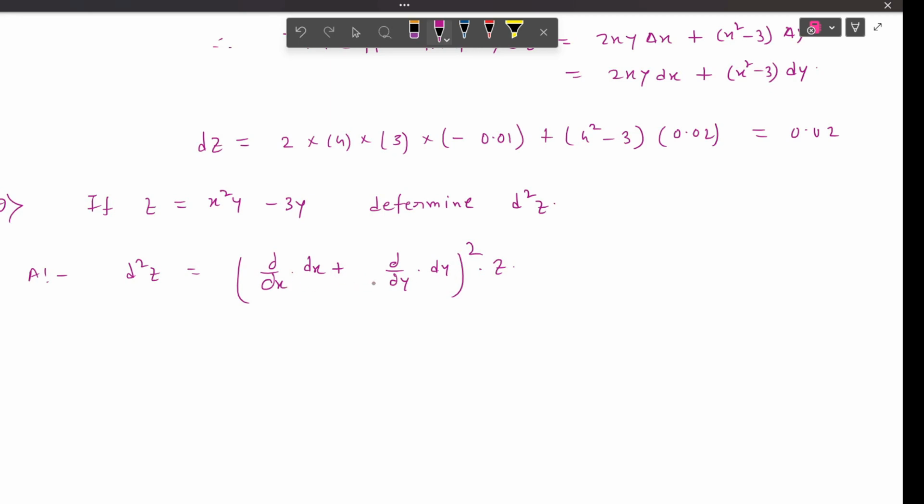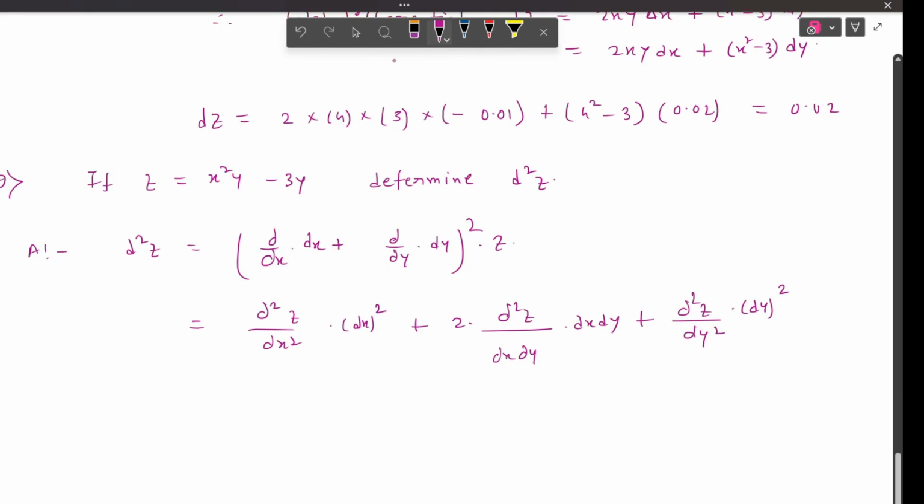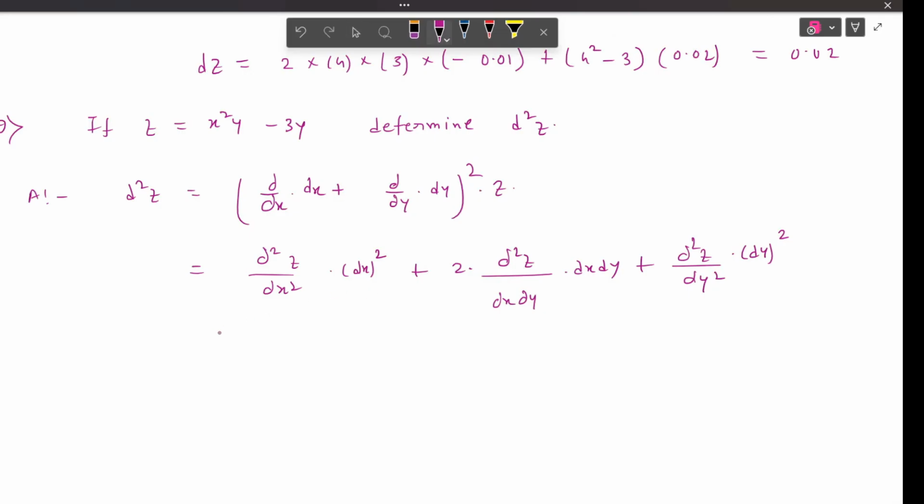Now if you break this in terms of (a plus b) whole square, so it will be del 2 z by del x square into dx whole square plus 2 del 2 z upon del x del y into dx dy, like 2ab, plus b square, so del 2 z by del y square into dy square. Okay. Now let's calculate one by one.